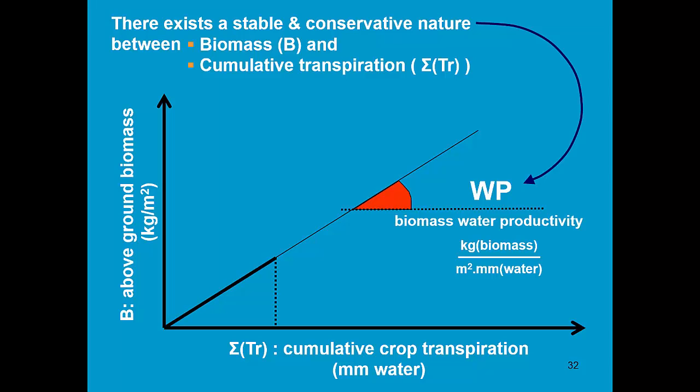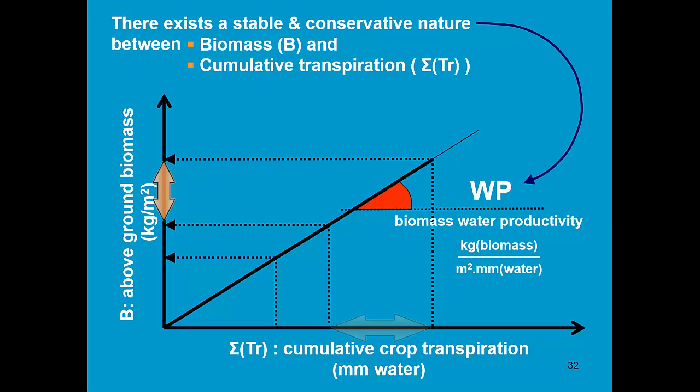So when in the first month a certain amount of water is transpired, given the slope of the line, the biomass production is known. If in the second month the crop is poorly developed, water stress limits the crop transpiration and less biomass is produced. In month number 3, there was a lot of rainfall, the crop could develop strongly, it transpired a lot, and also a lot of biomass was produced.